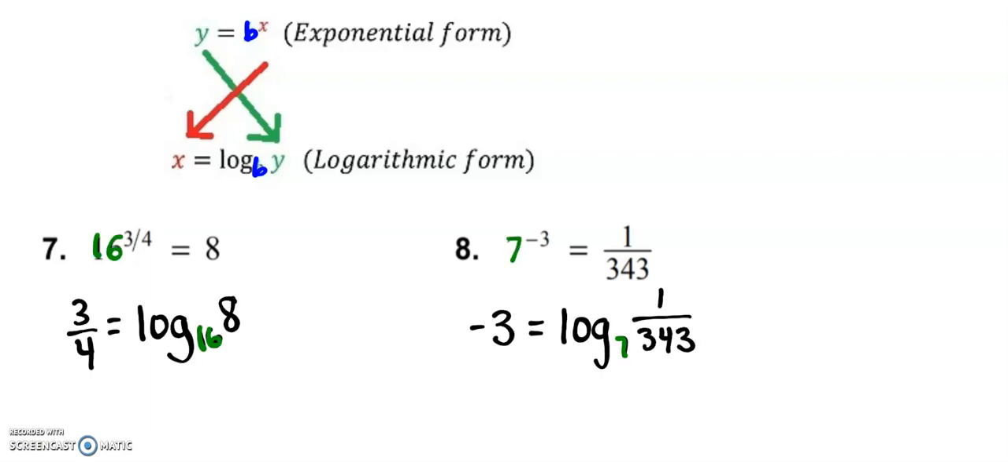Okay, so if you look, I chose my base for my logarithm to be 16. 3/4 was stuck, now it's free. 8 was free, now it's stuck. I chose 7 to be the base of my logarithm. Negative 3 was stuck, now it's free. 1/343 was free, and now it's stuck inside of the logarithm.